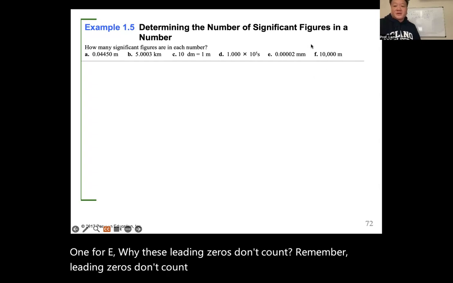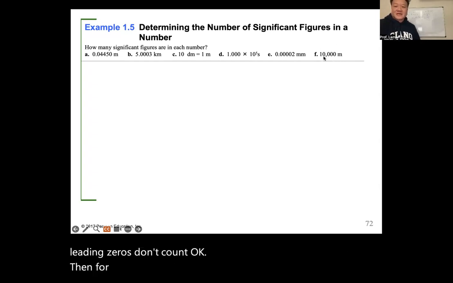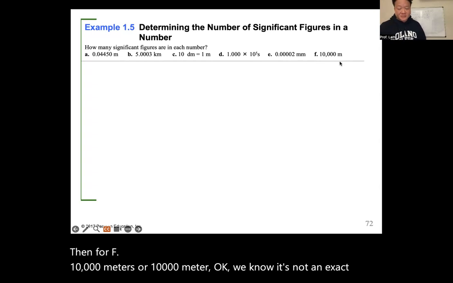Then for F, 10,000 meters. We know it's not an exact value because meter means somebody measured it.